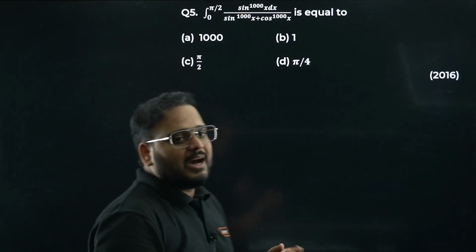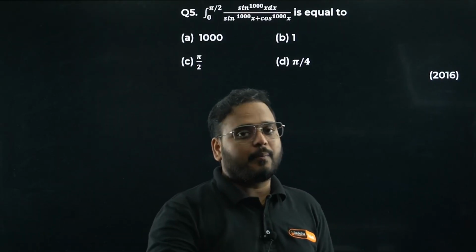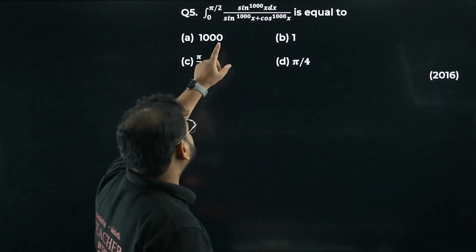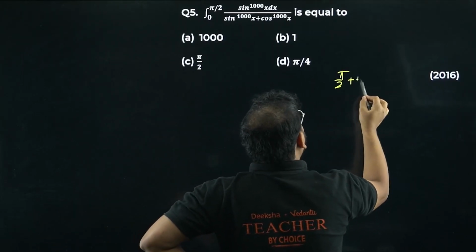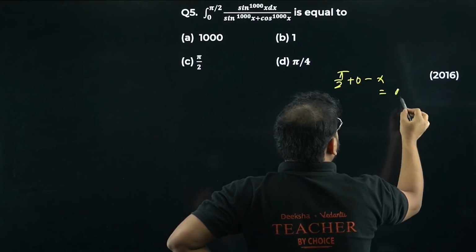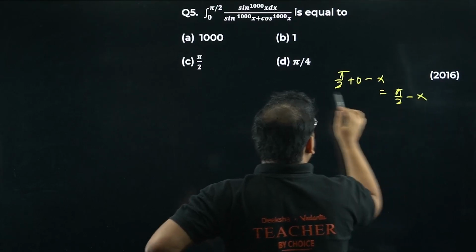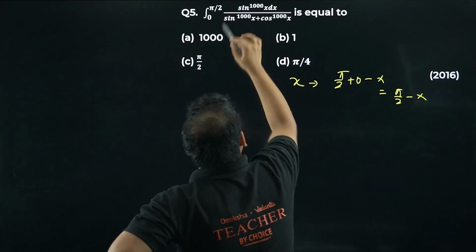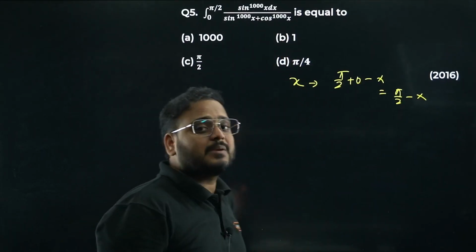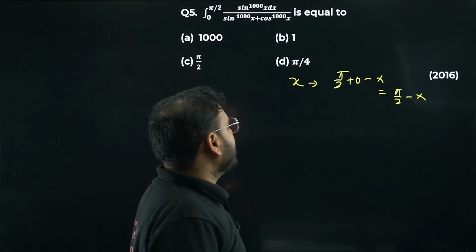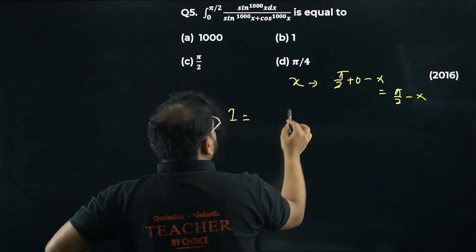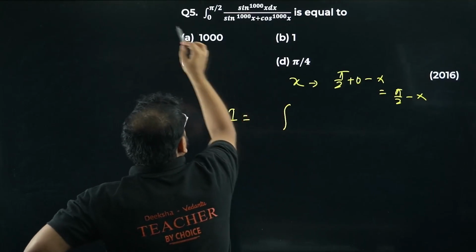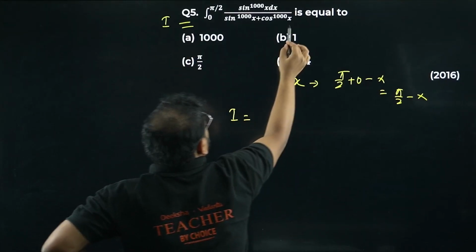Question number 5. Again, the property. As soon as I look at the question, I have the property of definite integrals. Please check here. I can use this condition: a plus b minus x, so basically pi by 2 minus x. Wherever you have x in this integration, replace that by pi by 2 minus x. What will happen? You know the property, it will remain the same. If I call this I, let's say I equals this part as my equation number 1.